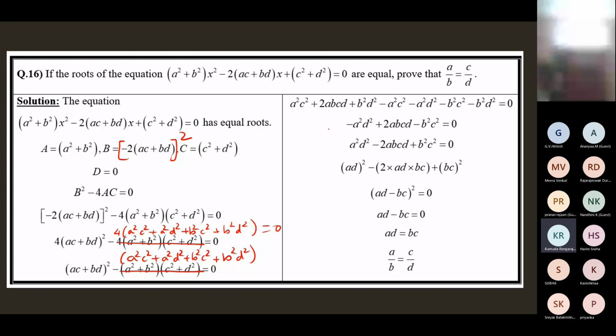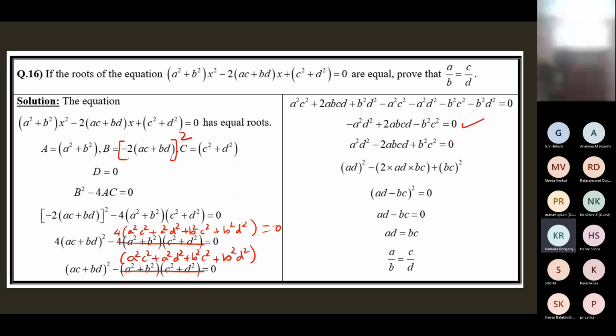Then open up the bracket. When you divide by 4 throughout, the 4s get cancelled and 0 by 4 is also 0. Expand. So again, as Meera said, you can expand at any point. Expand using x plus y the whole square and then apply the minus sign to all the terms inside the bracket. This is what you get. Simplify the like terms and you get this.